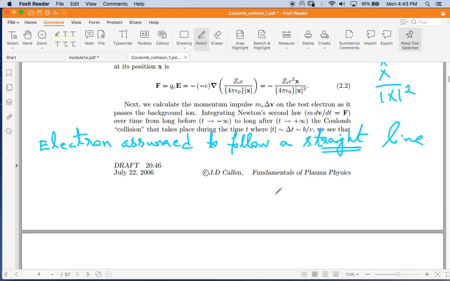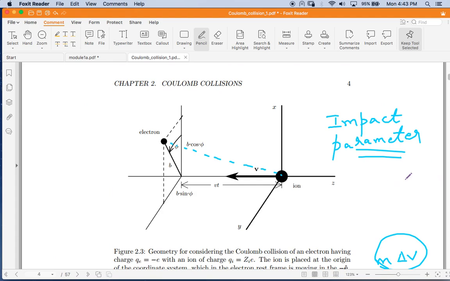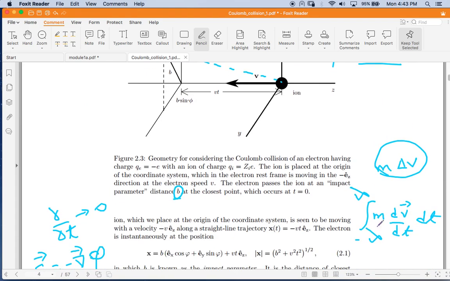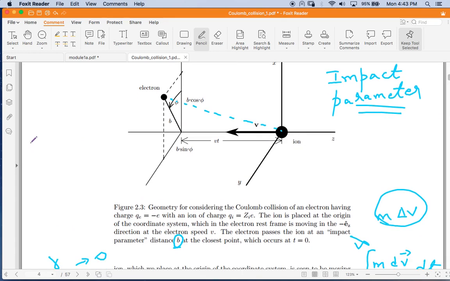So before we proceed, here is one important thing that they say. You see, the ion is moving past, right? The thing is, we're going to be integrating m dv/dt all the way from t equals minus infinity to infinity. In other words, as the ion is very far from the electron, and after it's passed and gone very far away from the electron. Now, effectively, you see, the collision is only happening pretty much here, if you will.